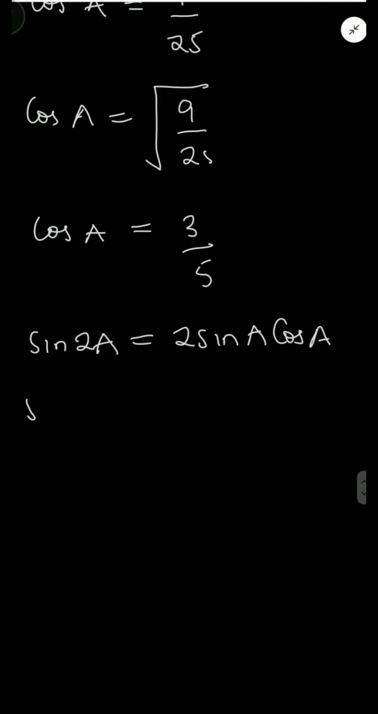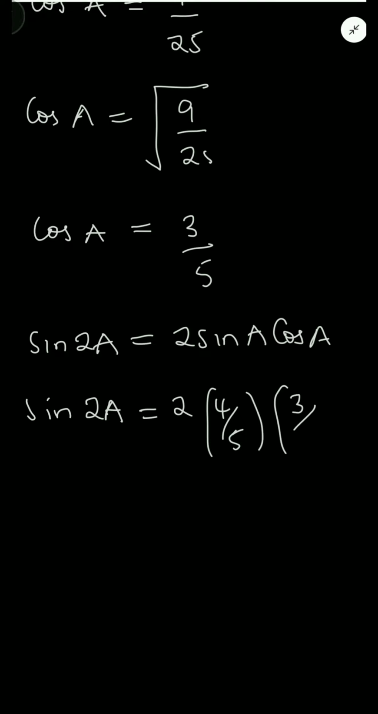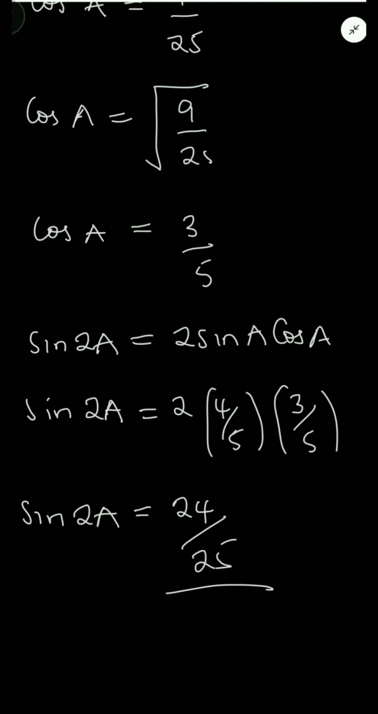So when we substitute, we're going to get sine 2A equal to 2 multiplied by what we have for sine A, which is 4 over 5, multiplied by 3 over 5 that is there for cos A. When you multiply everything, 2 times 12 is 24, this gives us 24 over 25. So this is the answer to our first problem. We'll go to the second one.